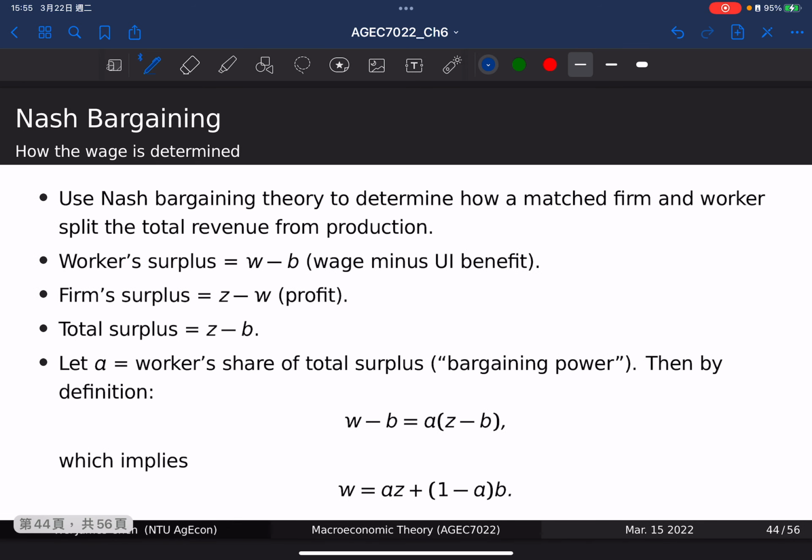Okay, so one last thing that we haven't really decided is how the wage is actually determined. We actually need to use something called Nash bargaining theory to determine how the matched firm and worker split the total revenue from production. The simple story goes like this. The worker's surplus is W minus B. That's what he earned in addition to the unemployment insurance. And the firm's surplus, Z minus W, is profit. So the total surplus is Z minus B. So the wage is something in between Z and B, right?